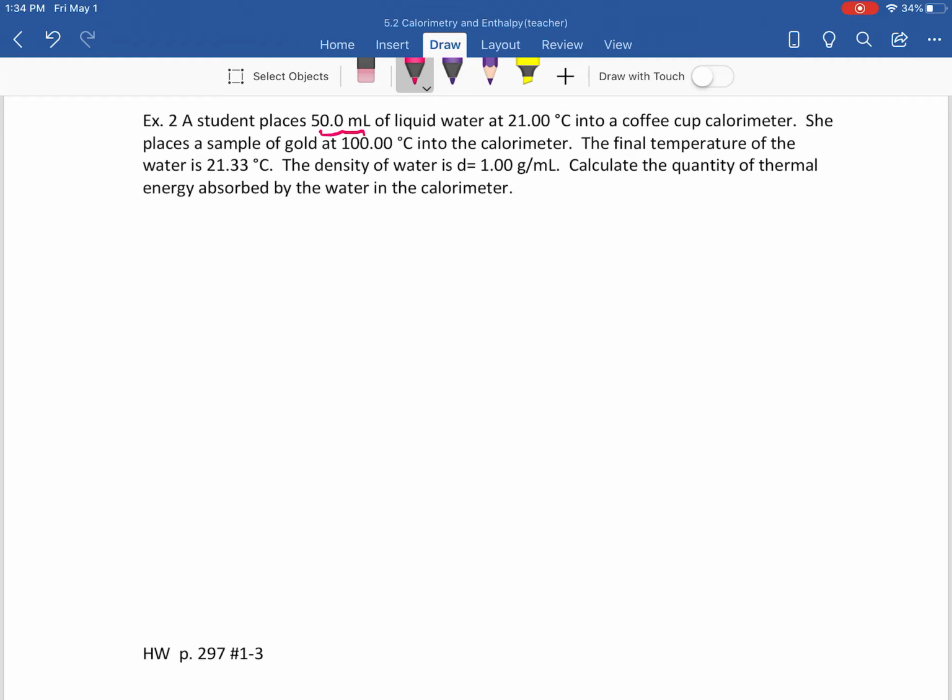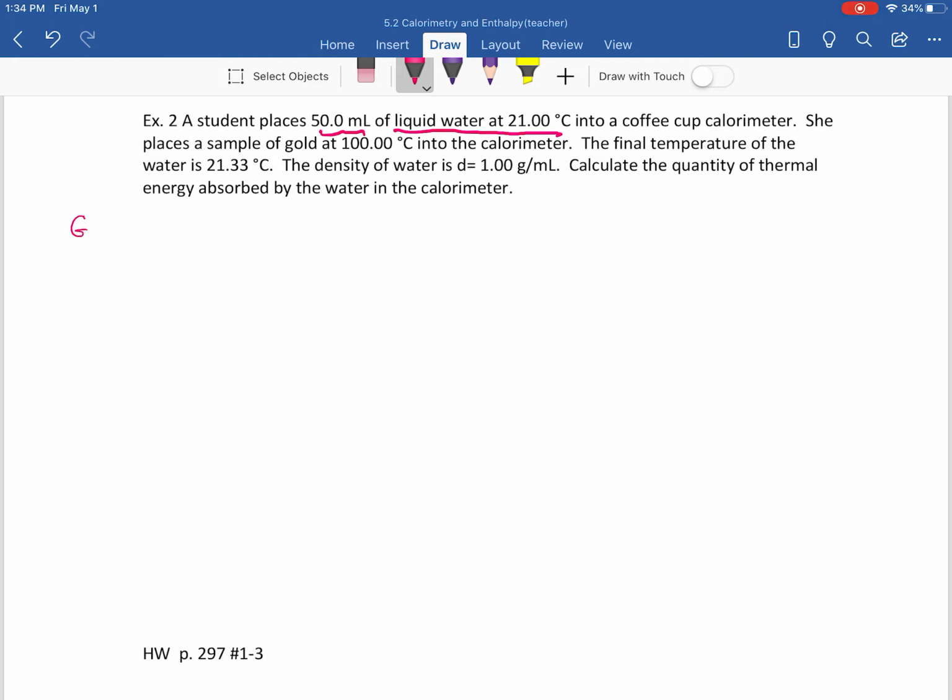Example 2. A student places 50 mL of liquid water at 21 degrees Celsius into a coffee cup calorimeter. She places a sample of gold at 100 degrees Celsius into the calorimeter. The final temperature of the water is 21.33 degrees Celsius. The density of the water is that. Let's calculate the quantity of thermal energy absorbed by the water.